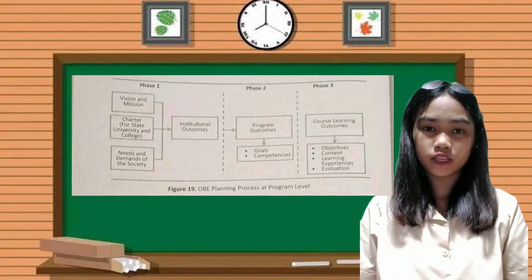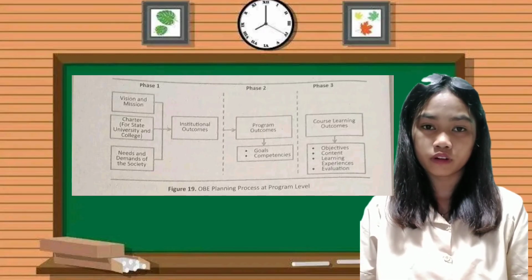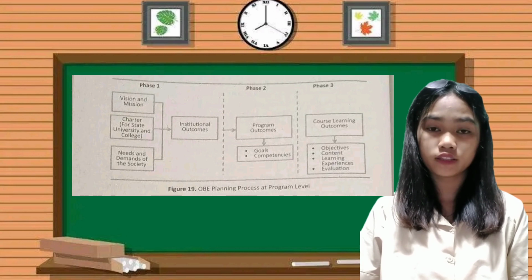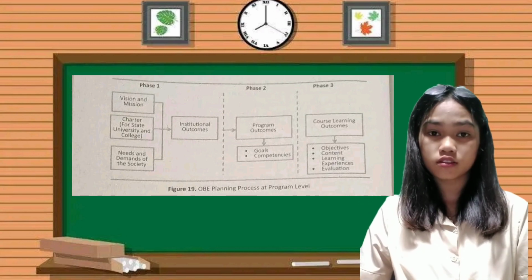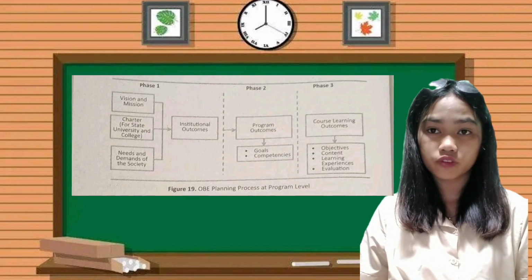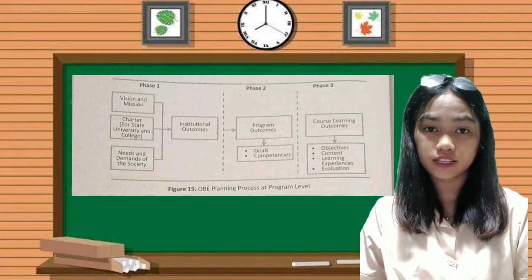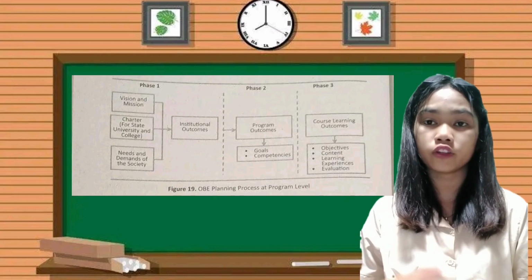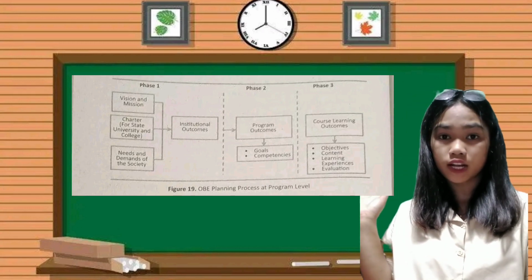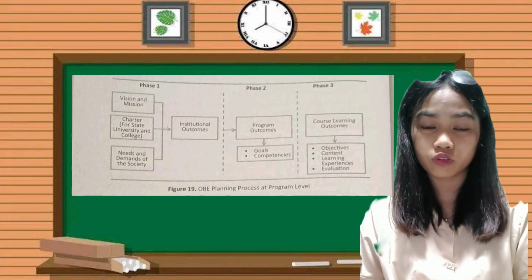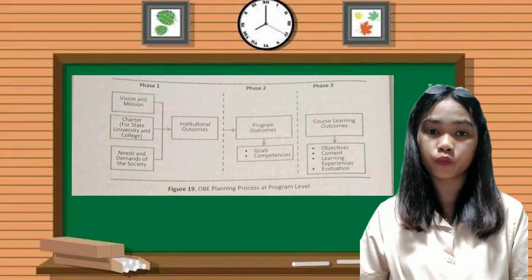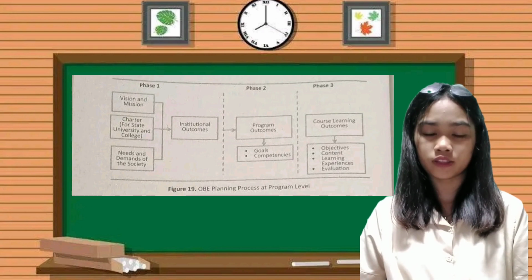So we have the OBE planning process at program level. So we have the phase 1. So we have vision and mission, charter for state and for state university and college, and needs and demands of society. Naka-under po sila kay institutional outcomes. So in the phase 2 we have program outcomes. So in program outcomes naka-under po ang goals and competencies.